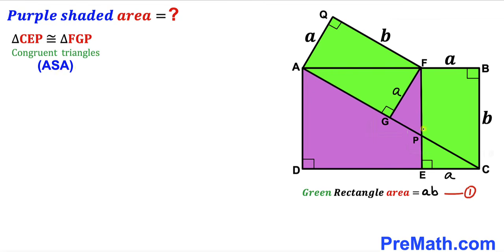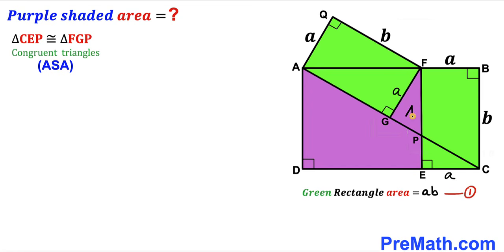And here we can see that this angle and this angle are vertical angles. This angle is 90 degrees. Likewise, this angle is 90 degrees as well. And furthermore, this side length is lowercase a. And this side length of this other triangle is lowercase a as well.